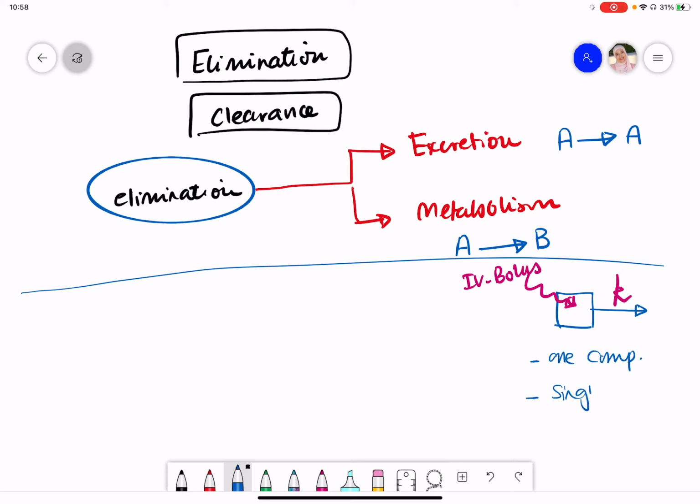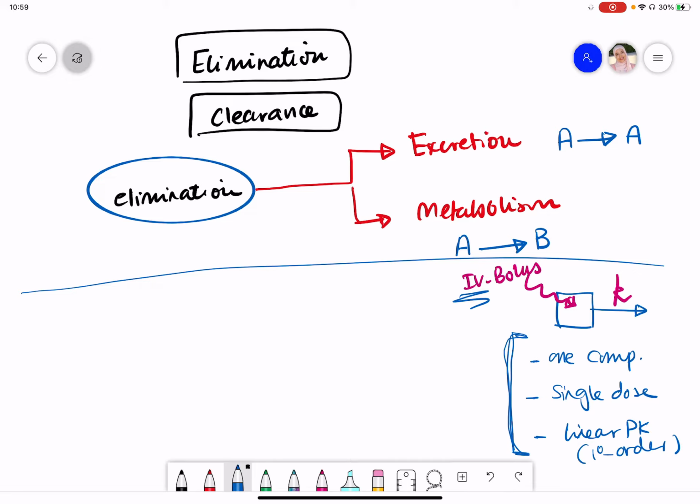single dose, IV bolus, and linear kinetics or first order kinetics. Okay, so we are still talking about this model with its related conditions or assumptions. So what we will mention in this class is a general explanation of the elimination in kinetics, in general, with a specification to this model.